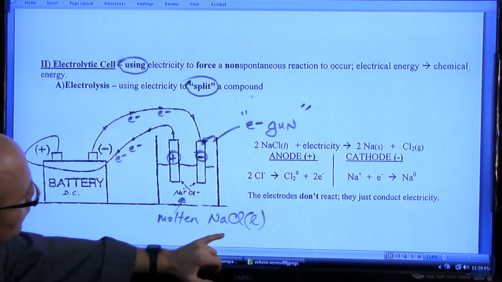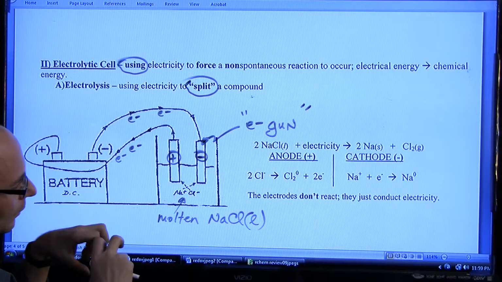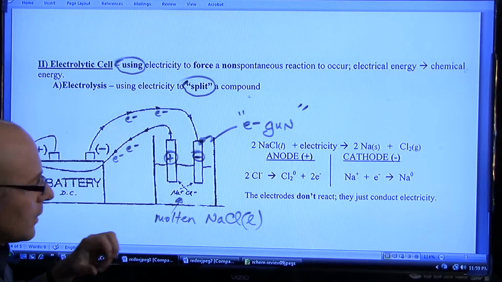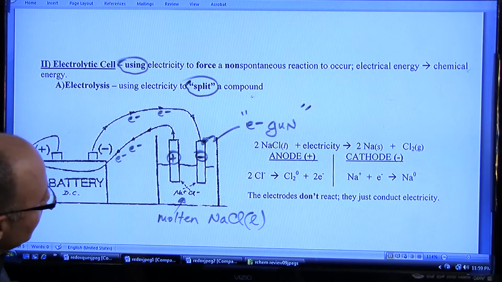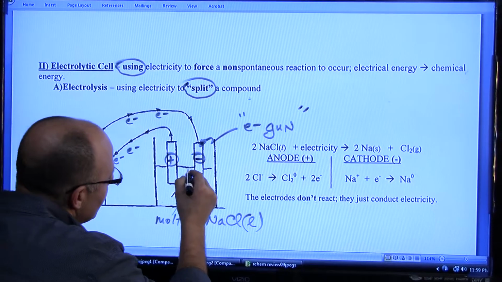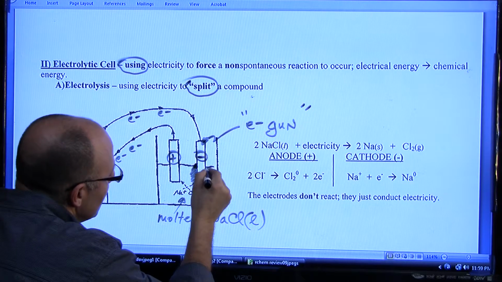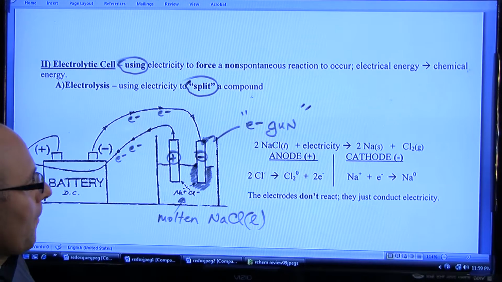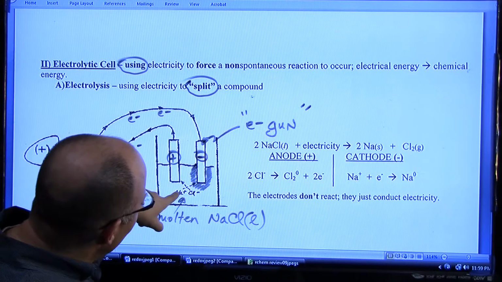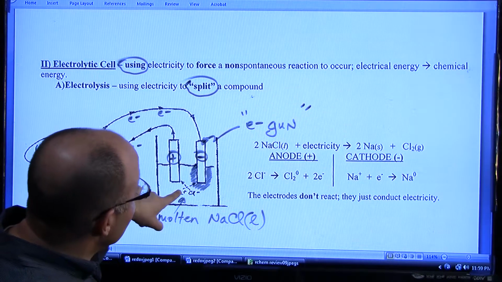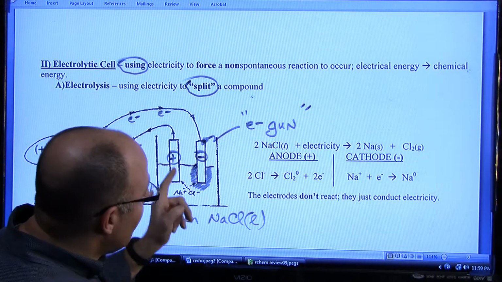Because remember, when you have NaCl liquid, when it's melted, the ions are no longer attached to each other. So they're free to move. And so the positive ions will be attracted to the negative electrode. And what we're going to see over time is that those sodium ions are going to be reduced and plate that negative electrode. So at this negative electrode, since the sodium ions are gaining electrons, which is a reduction, we call this electrode the cathode.